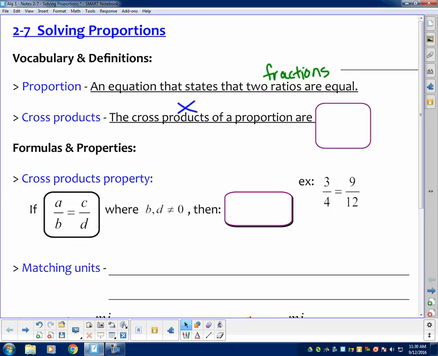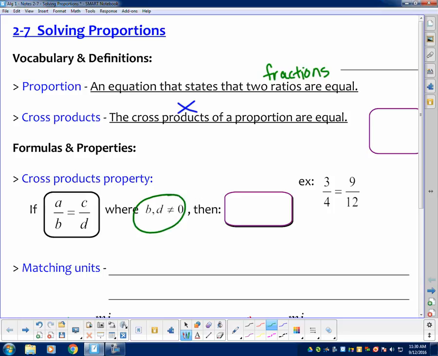Okay, so if we have two fractions that are equal, why do you think it says B and D cannot be 0? Can we divide anything by 0? No. Can I have a 0 on top? Yes. So zeros are okay on top. They're not okay on the bottom of fractions. So that's why it says B and D cannot be 0.